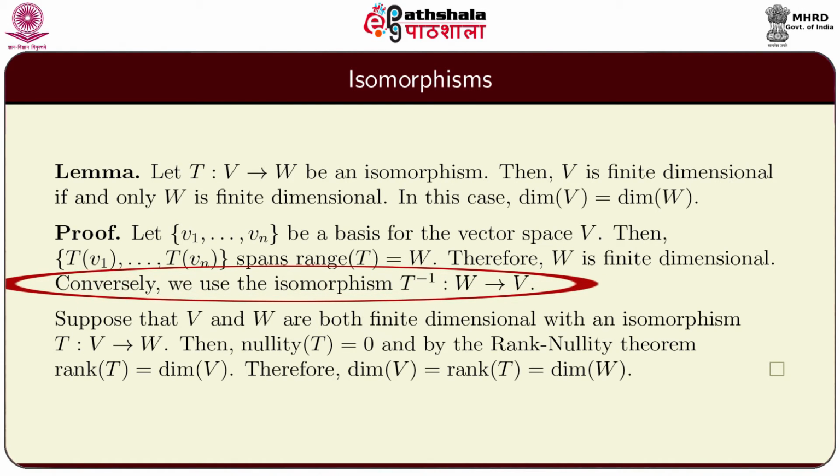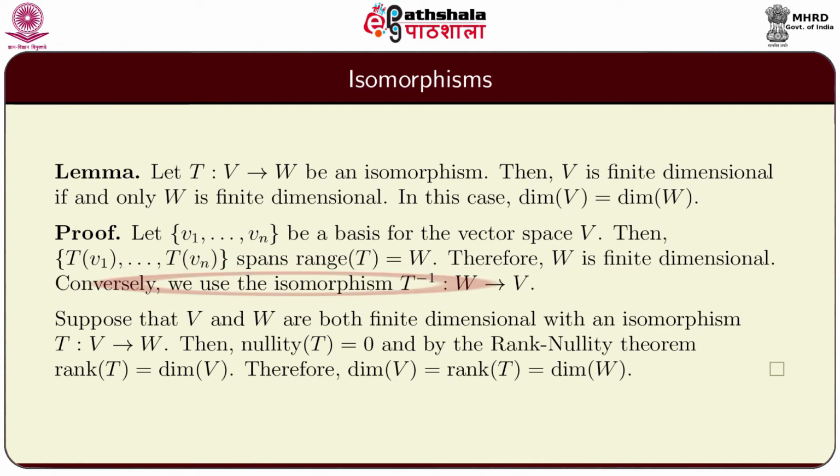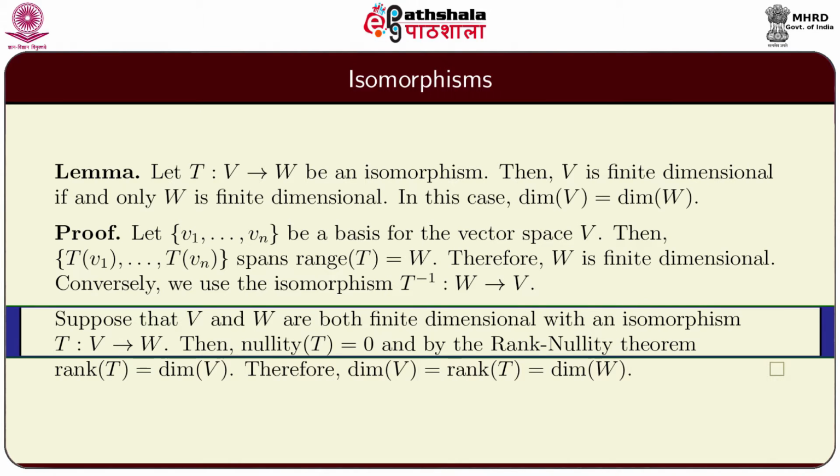Conversely, if we want to show that W is finite dimensional implies V is finite dimensional, all we have to do is just work with the inverse map T inverse which is from W to V and proceed along the same line. Now we prove that dimension of V and dimension of W must match. So suppose that V and W are both finite dimensional with an isomorphism T from V to W.